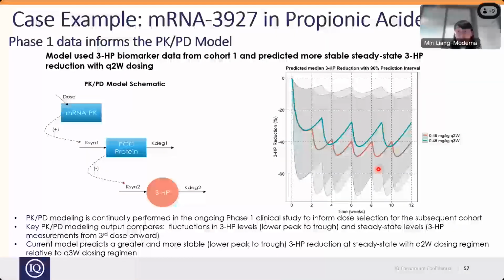With the emerging clinical data, all cohort 1 patients who were originally on once every 3 weeks were offered to switch to every 2 weeks. And the metabolic decompensation event frequency reduction also confirmed that Q2W is better than Q3W. So this shows that we used the PKPD model to guide the dosing frequency, and the clinical endpoint also observed an improvement.